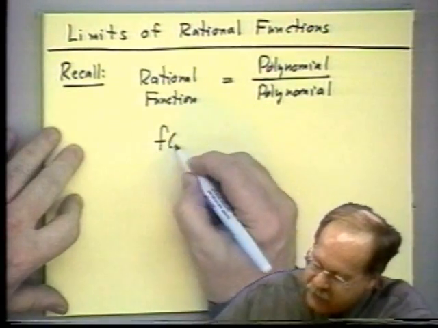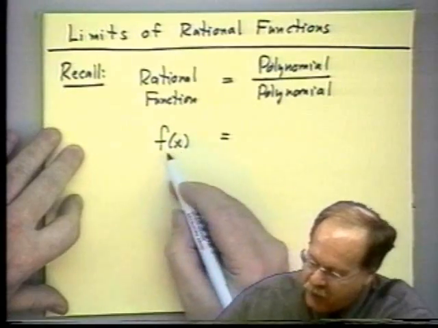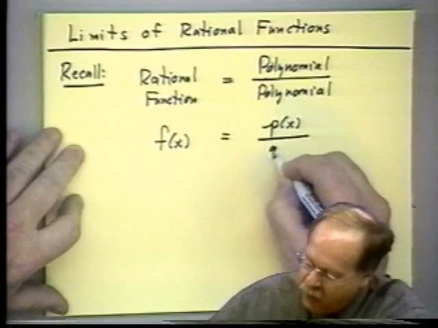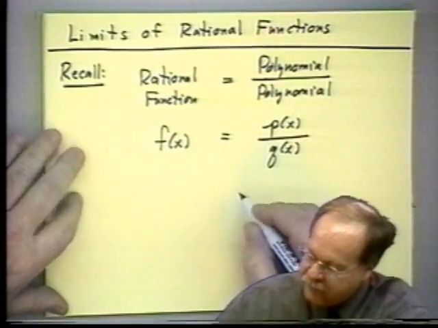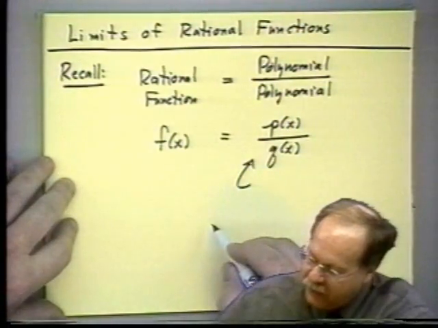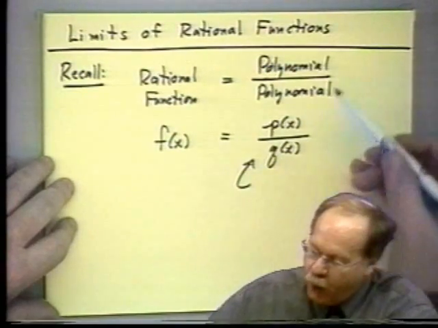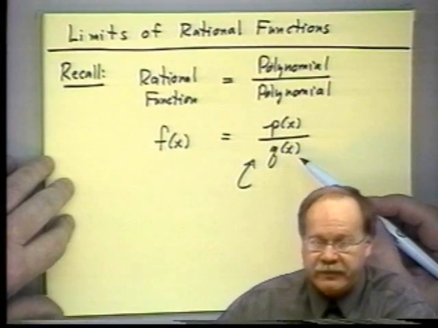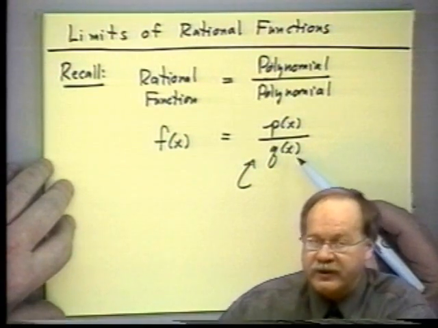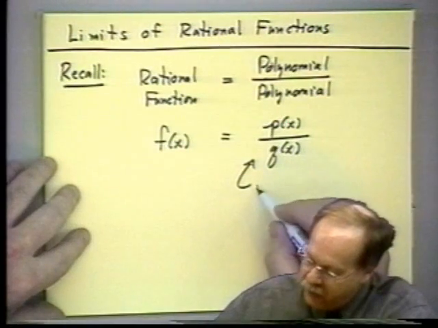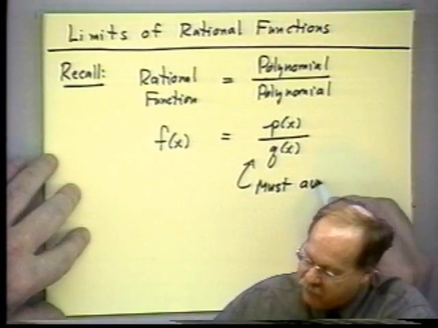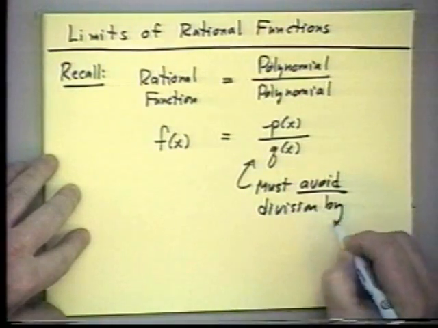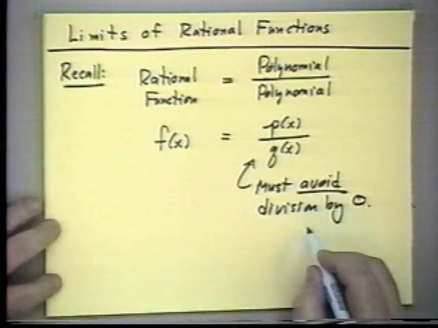So if you write it out using functional notation, if I call the rational function f of x, I can think of it as a polynomial p of x over another polynomial q of x. And once I've got it written that way, I realize a couple of things. What I learned about polynomials probably has some bearing on rational functions and limits. Also, because a rational function does have a division, I need to be aware of division by 0. So I must avoid division by 0. And that's something I need to keep in mind.